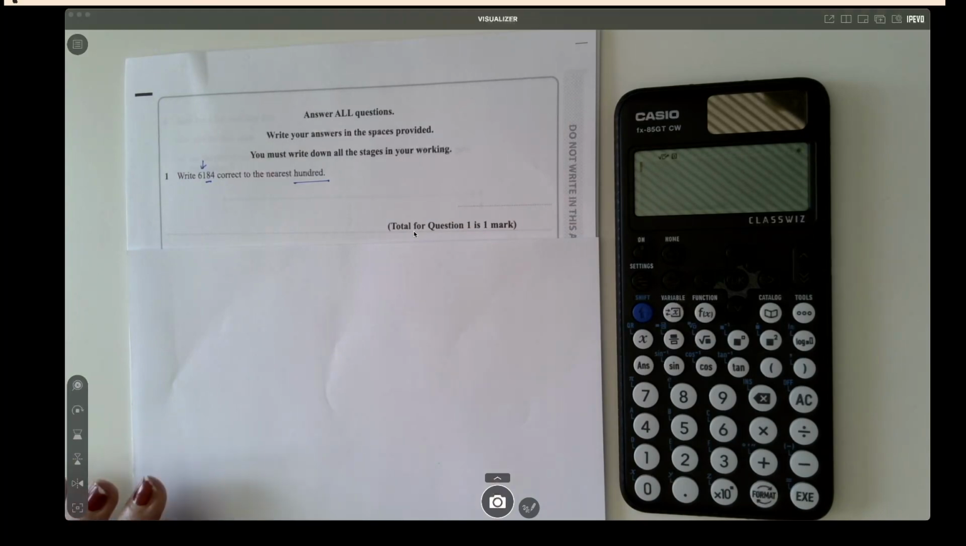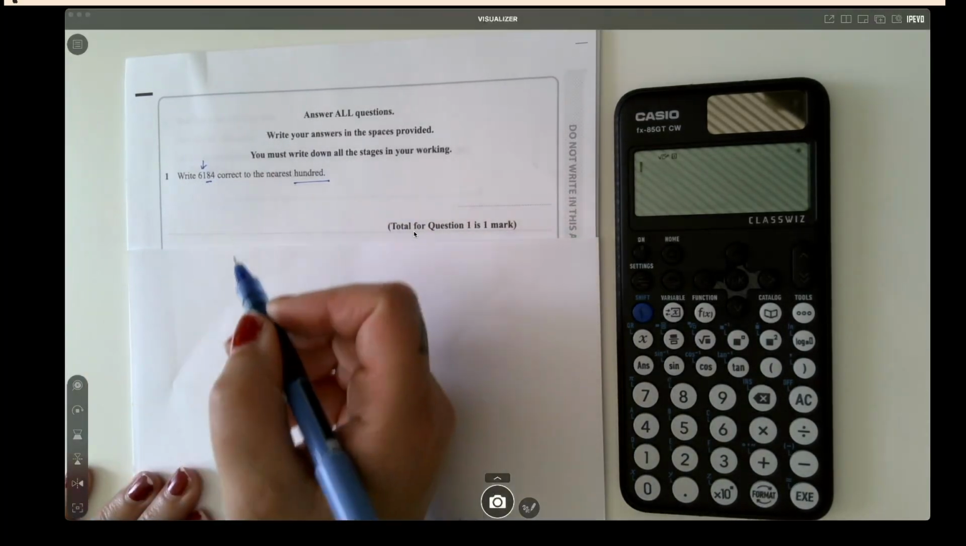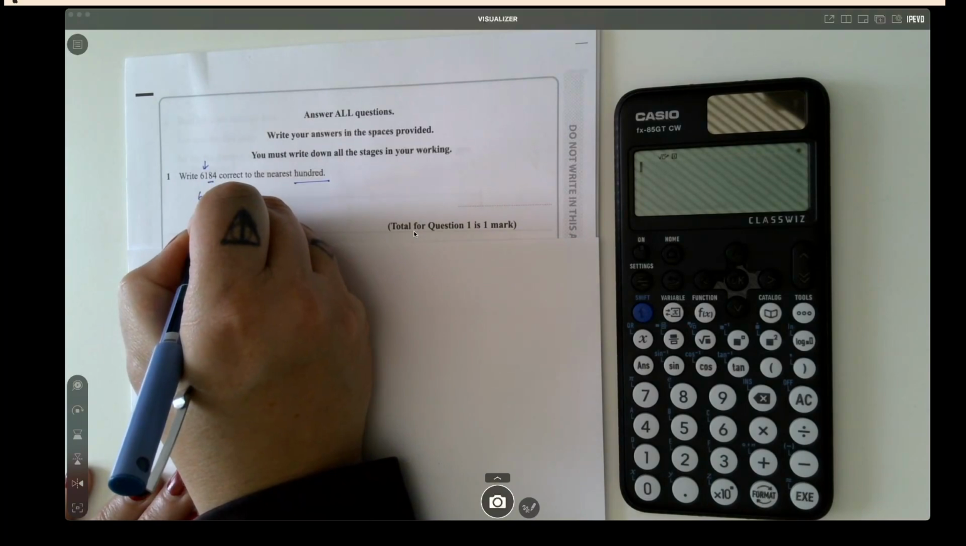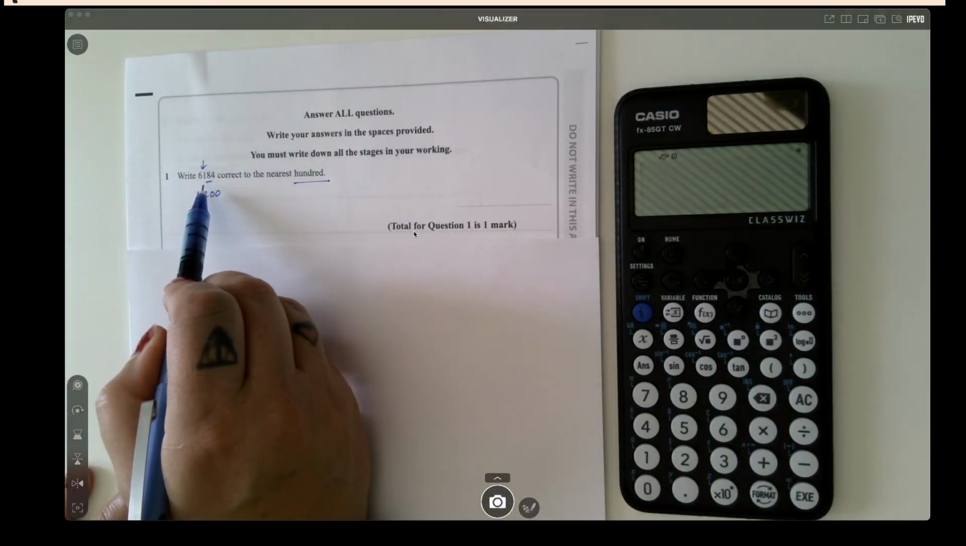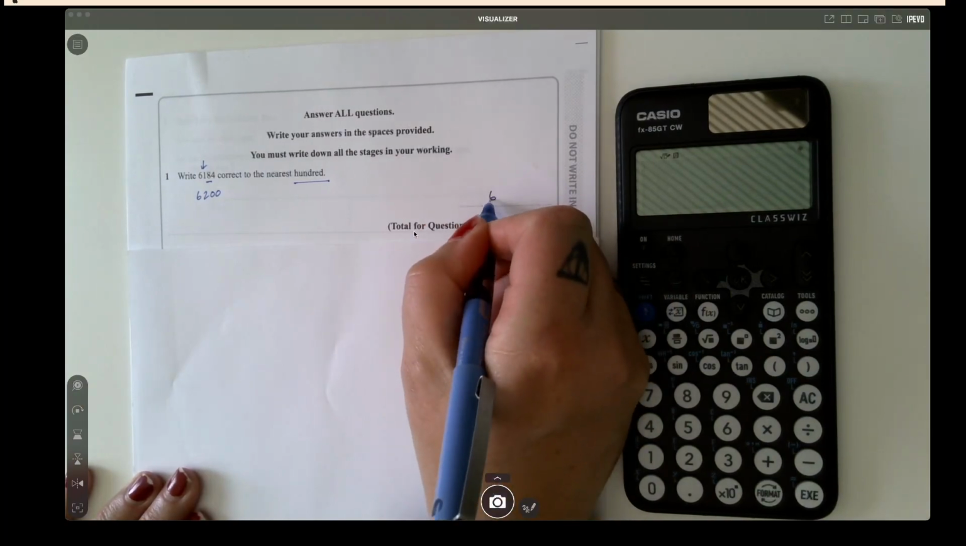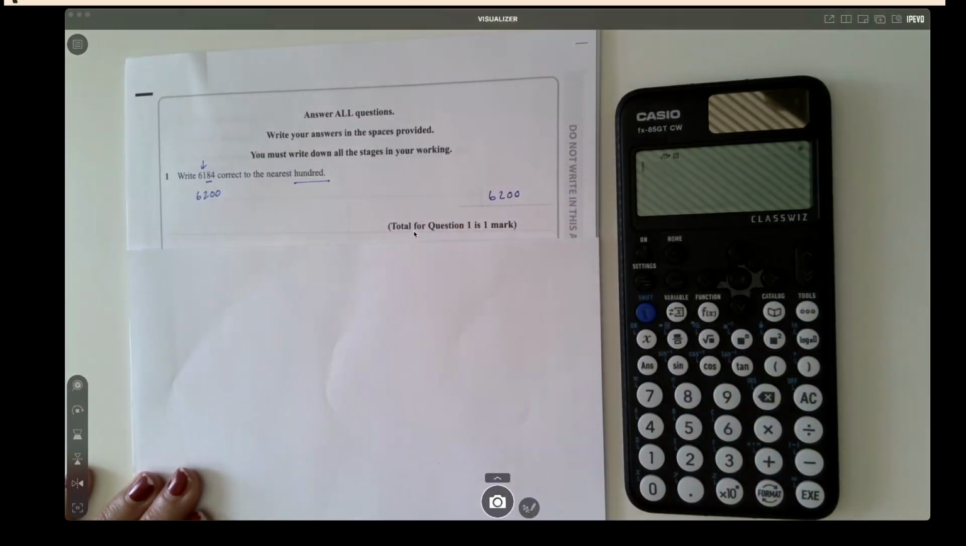If the number to the right is 5 or above, then we're going to round that number up. So it's going to become 6,200. If it was less than 5, it would remain as 6 and a 1, and then it'd be 6,100. So 6,200 on the answer line.